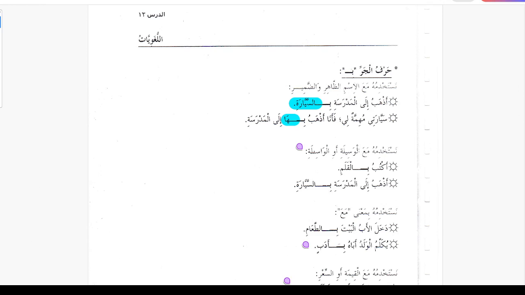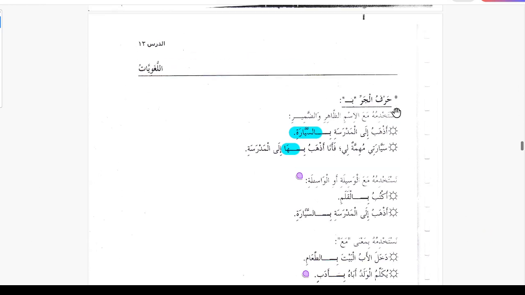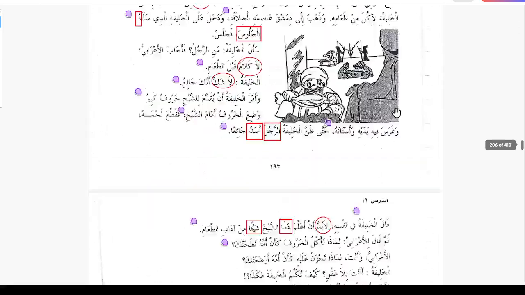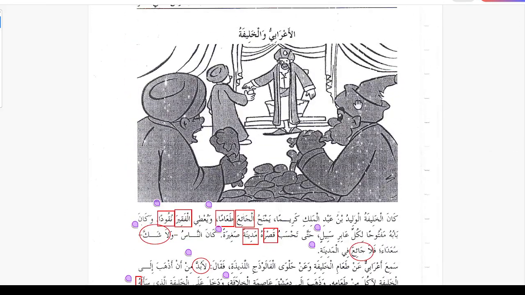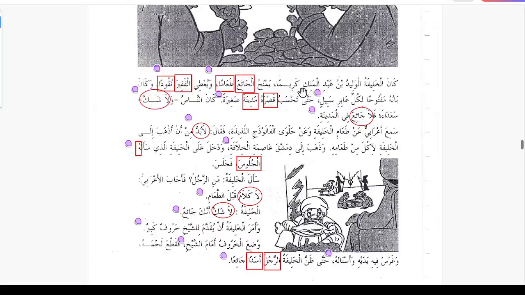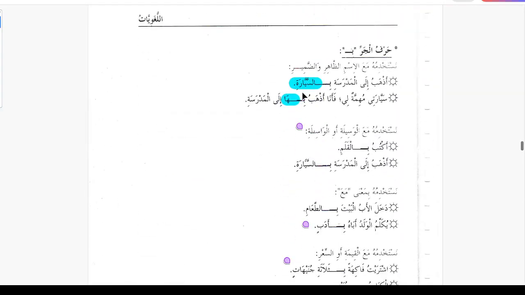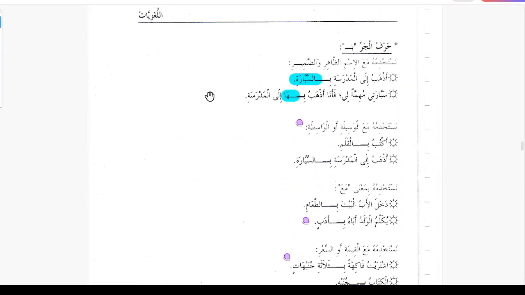Bismillah ir-Rahman ir-Rahim. We are studying lesson number 12. We studied the main lesson, Al-Arabiyu wal Khalifa, the Bedouin and the Caliph. So we are going to start from here.